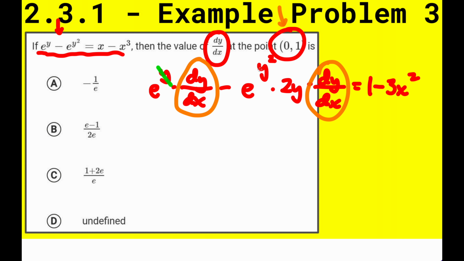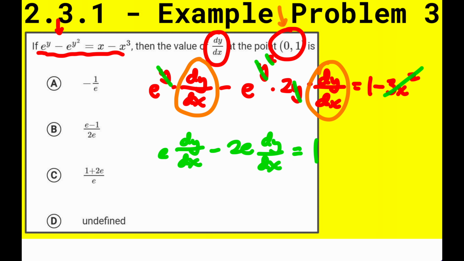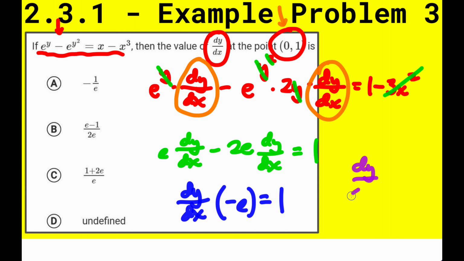So the y is 1, so I'm going to get rid of all these y's here. The x is 0, so this whole thing is gone. So now we can just solve this out. So it's going to be e dy over dx minus 2e dy over dx is equal to 1. Okay, well, e minus 2e, so I'm going to factor this out, is equal to negative e is equal to 1. Solve for dy over dx, and you get negative 1 over e, because I divided both sides by negative e there. So the answer for this one should be A.